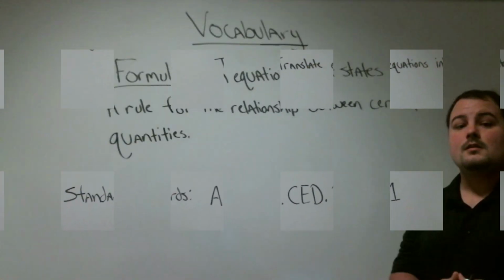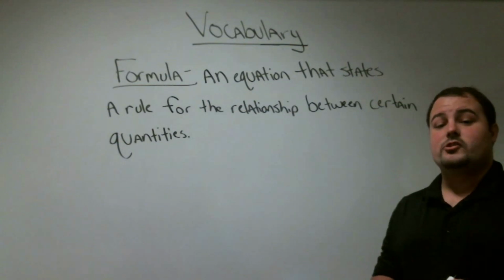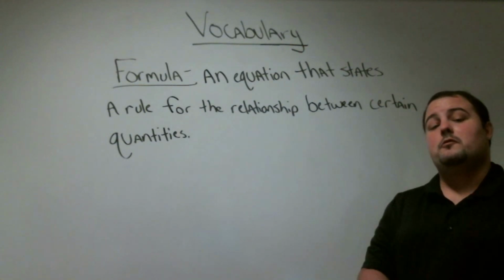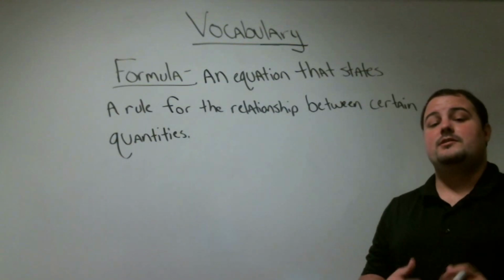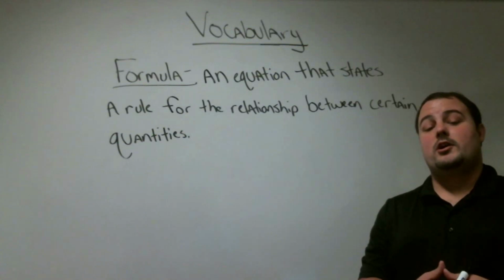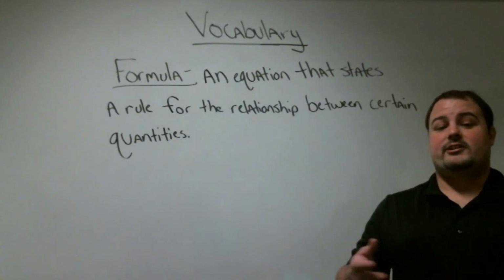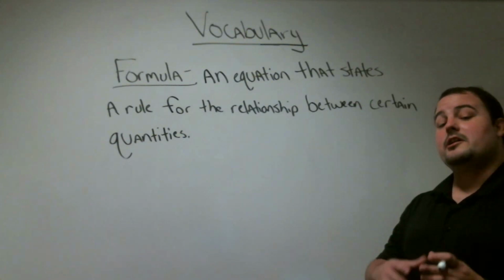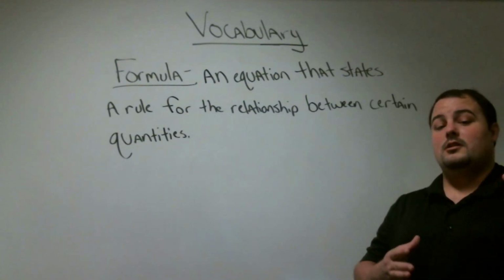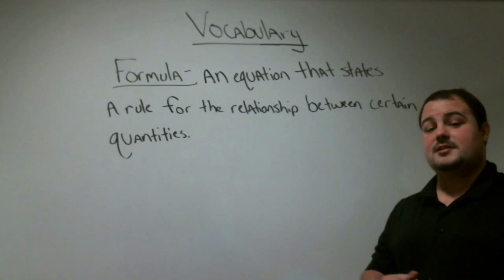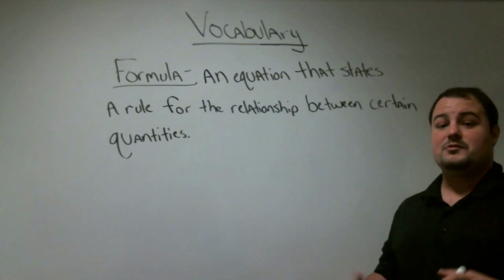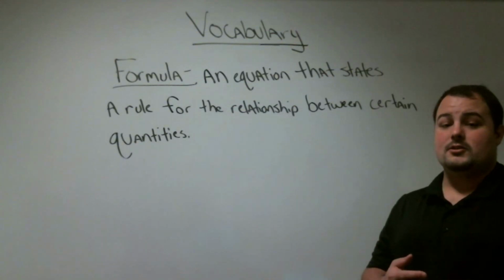Let's go ahead and start our vocab. For vocab in Lesson 2, all we got is one definition, formula. It's an equation that states a rule for a relationship between certain quantities. So, like the formula for the area of a square could be side times side, rectangle, length times width. These are stating a rule that any shape on those will always equal length times width or side times side. We have many different formulas in mathematics. We're going to be looking at some today, and we're going to be solving by using those formulas.